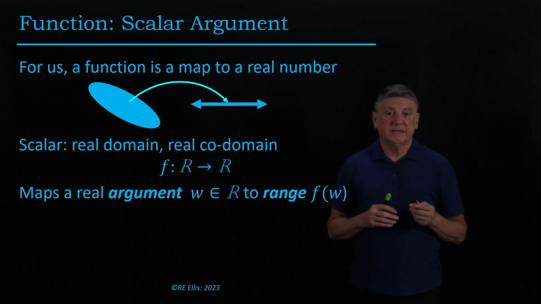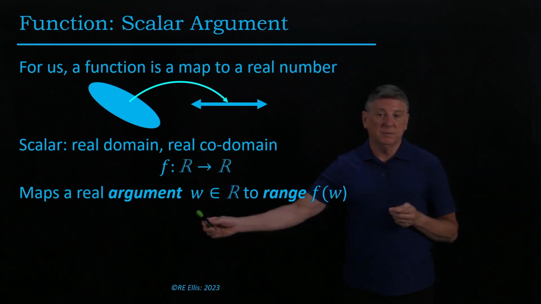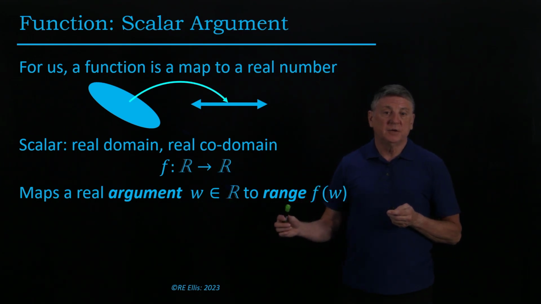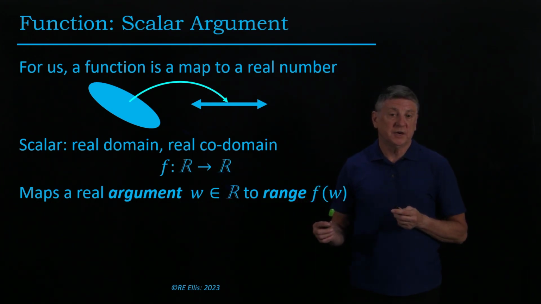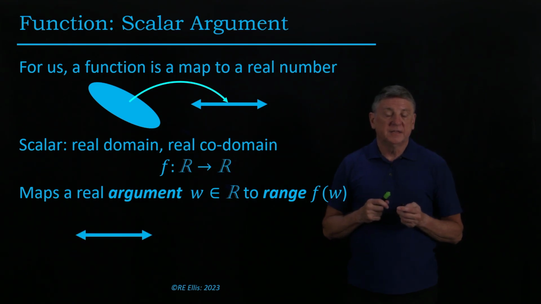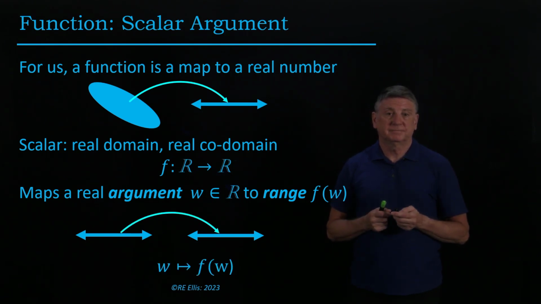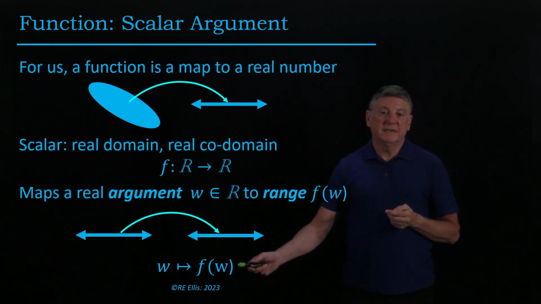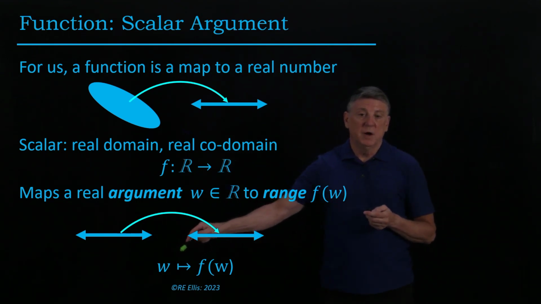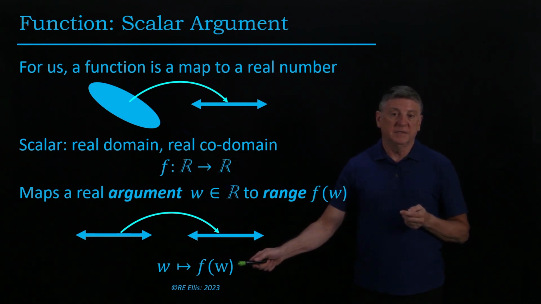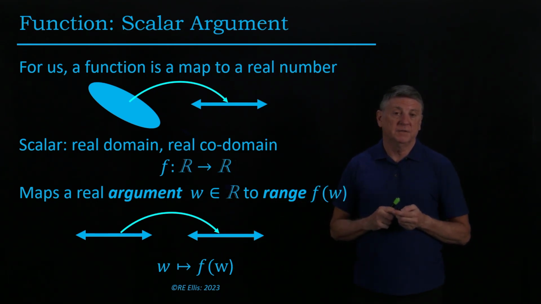Another way to say this is that the argument of it is some w, which is a real number, and this goes into the range of the function. And this would be: a real number is the domain, a real number is the codomain, and a function is a map between them. It can also be written as saying a particular w maps to a particular element in the codomain of the function.